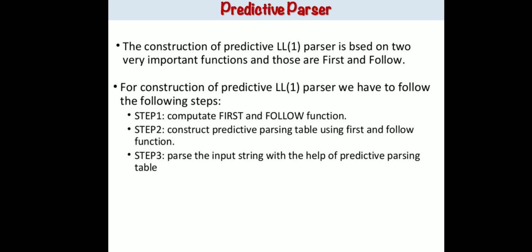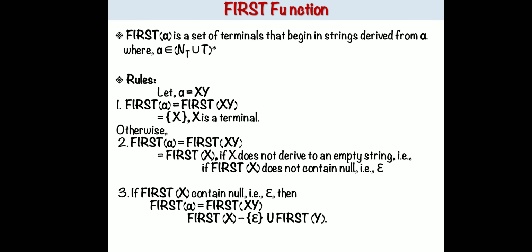Now, the construction of a predictive parser is based on two important functions, which are known as first and follow. To build a predictive parser, we have to follow some steps. Step 1, compute the first and follow functions. Step 2, construct the predictive parsing table using first and follow. Step 3, parse the input string with the help of the predictive parsing table. So these are the steps to get the predictive parser.